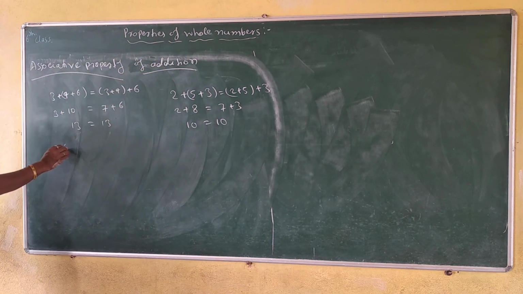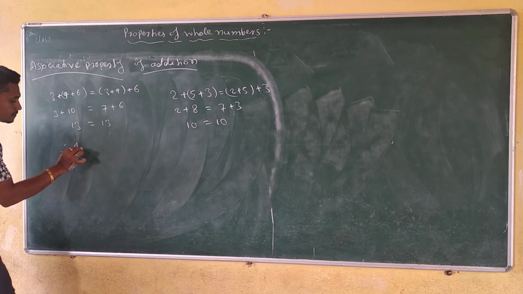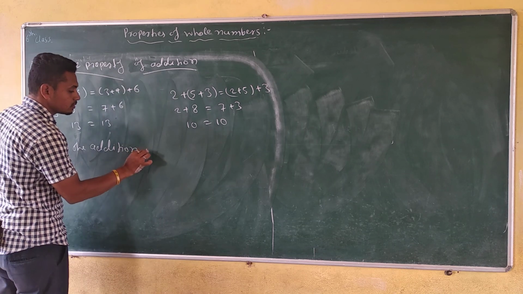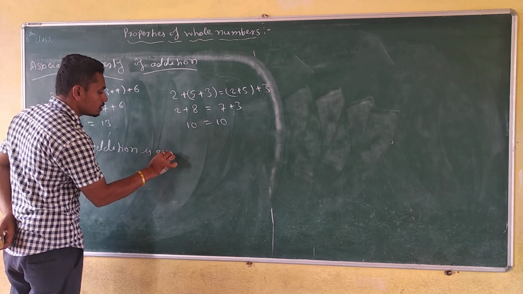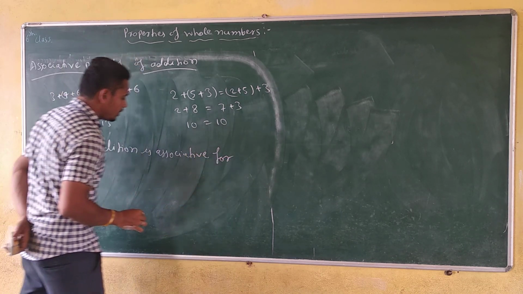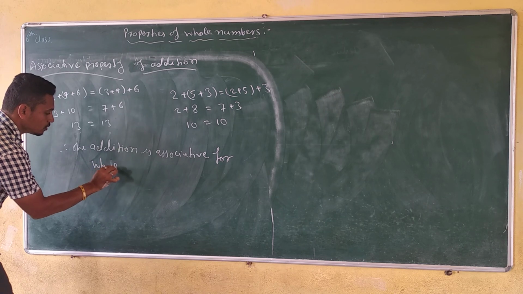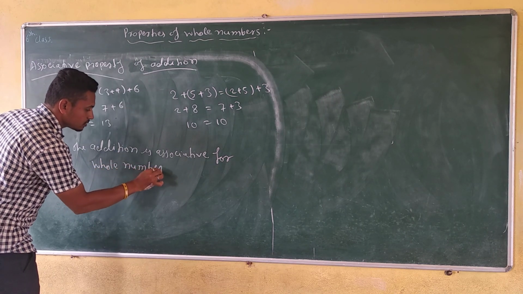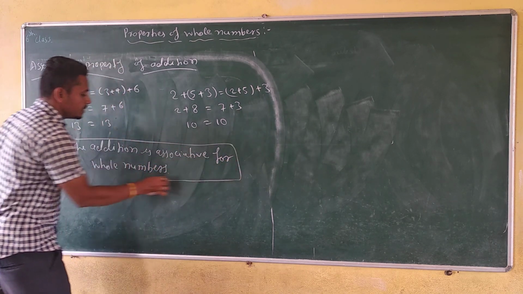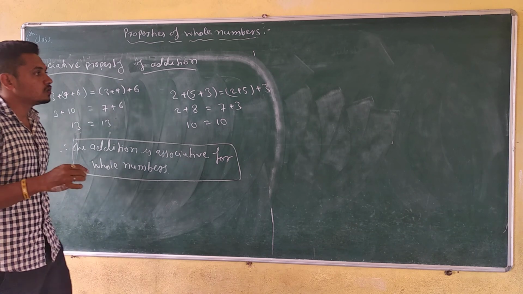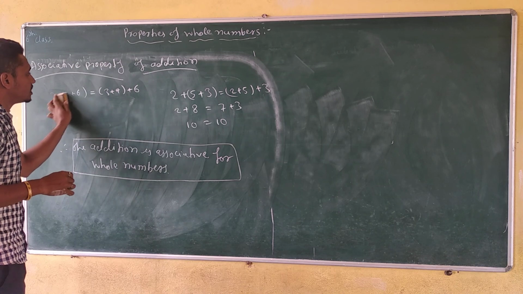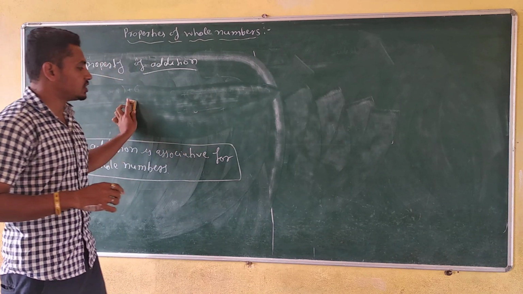Right here we conclude that addition is associative for whole numbers. Okay, addition is associative for whole numbers. Please note down this statement. And now we check the next operation. Which operation? Multiplication.